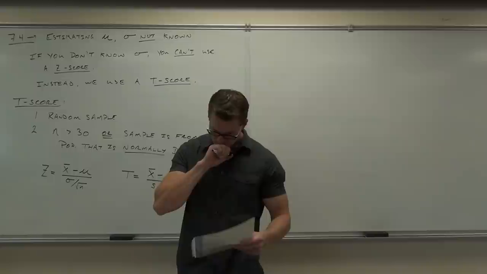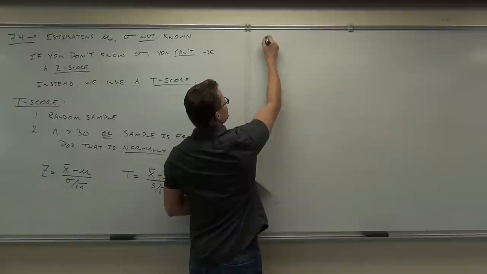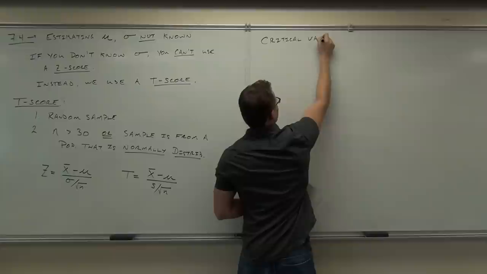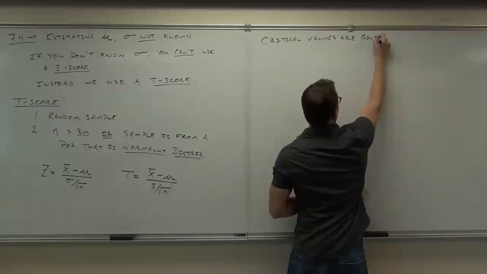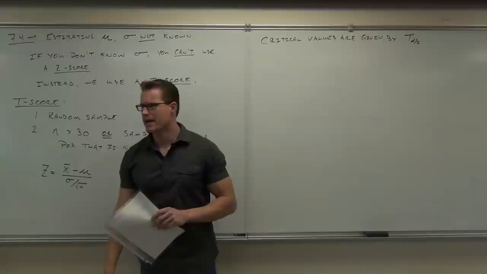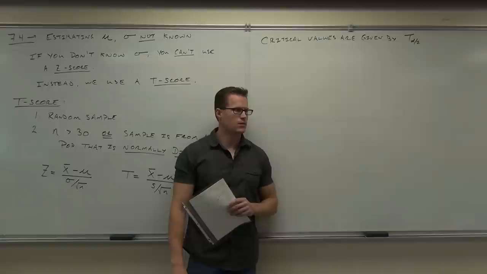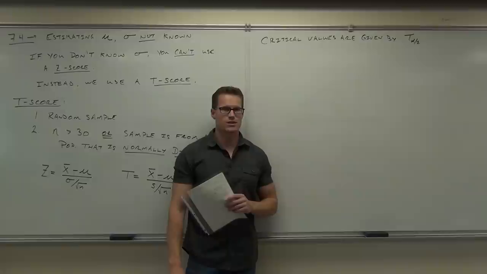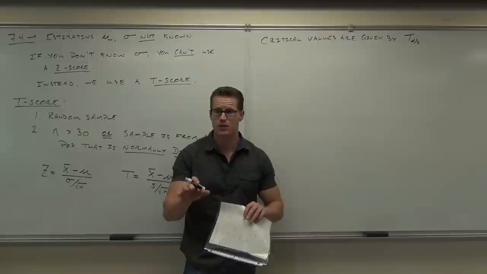Now, the critical values, of course, are going to be very similar. Instead of Z, we're going to have T's, but it's still going to be that alpha. Remember the alpha? What's alpha for a 90% confidence level? You don't have to look it up. I'm saying alpha, not the critical value. It's 0.1. If your confidence is 90%, your alpha is 0.1.